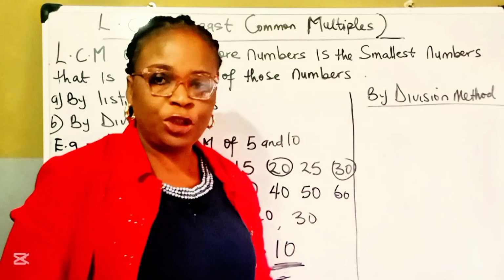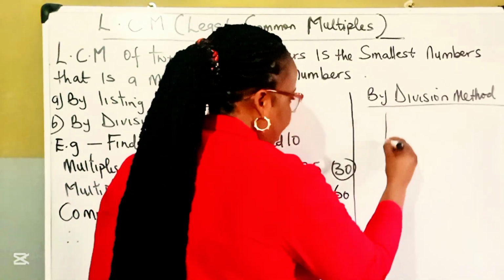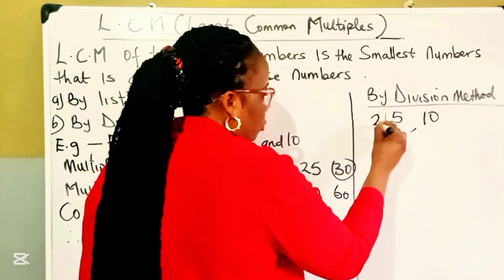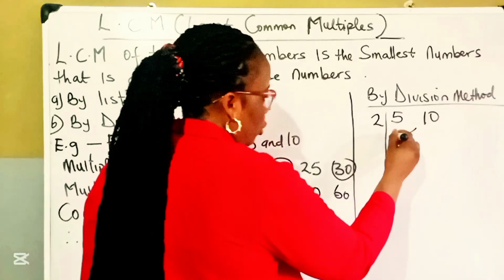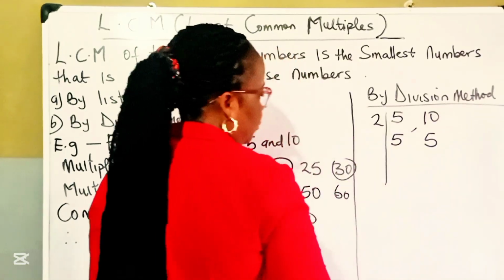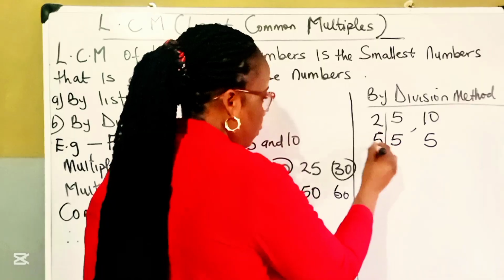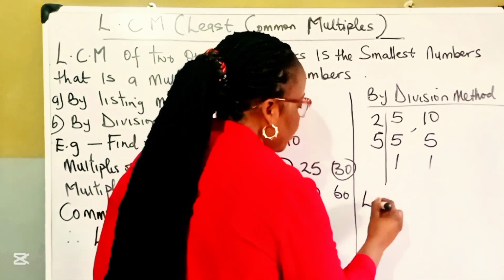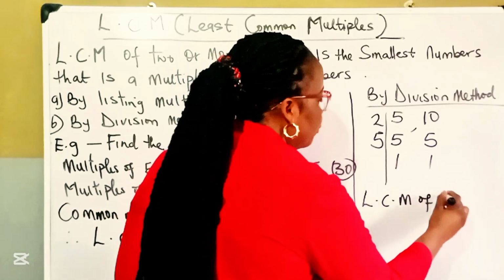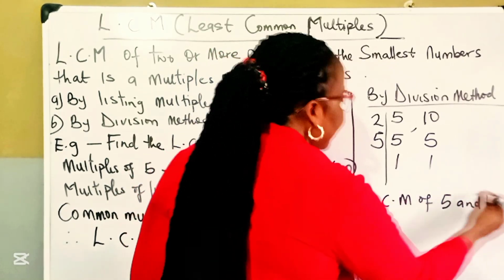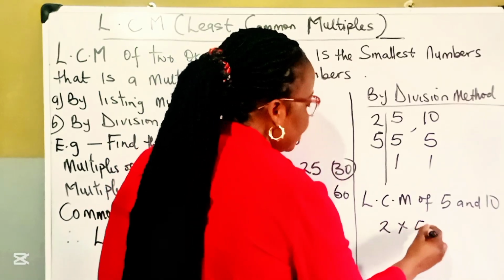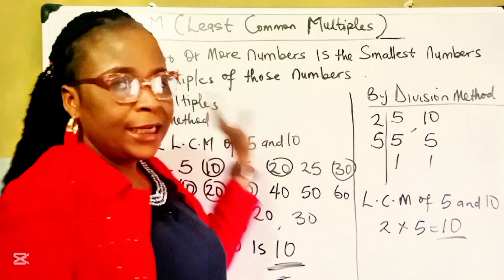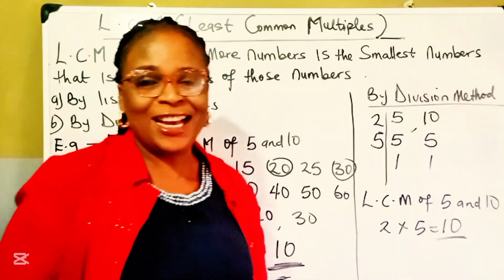So we're going to look at the division method. Make our line, write our 5 and our 10. The least number that will divide them is 2. 2 divides 10, giving 5, and 5 is brought down. Then 5 divided by 5 is 1, and 5 divided by 5 is 1. So the LCM of 5 and 10 is equal to 2 times 5, which gives you 10. So this is by the division method, and this is by listing.